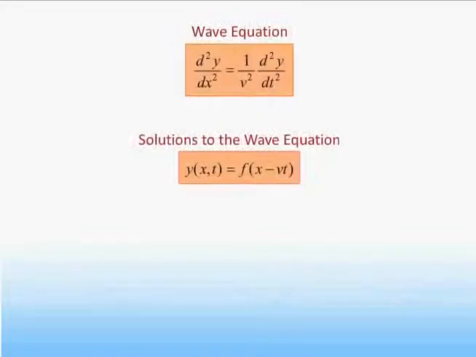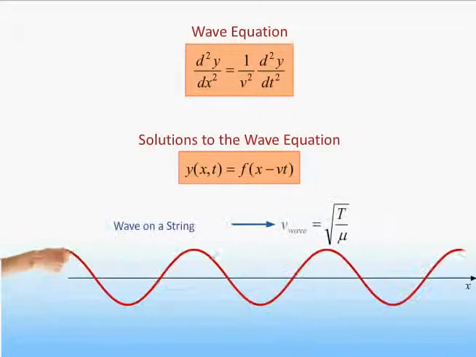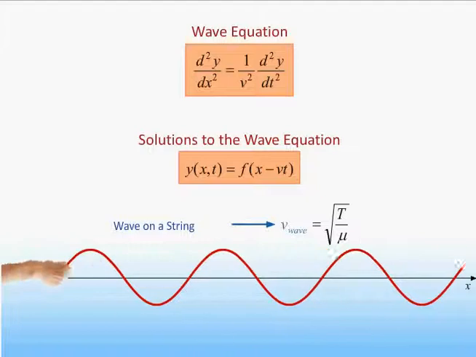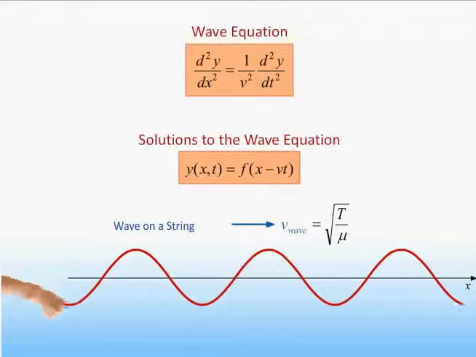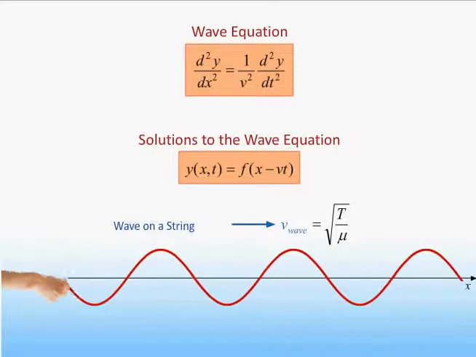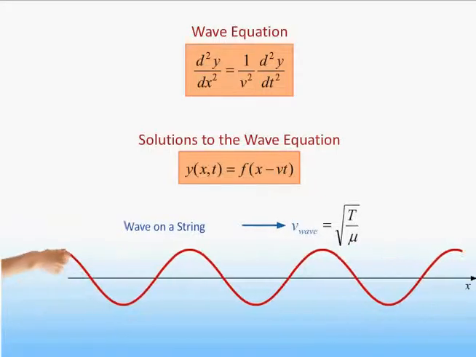On the last slide, we showed that any function whose argument is equal to x minus vt is a solution of the wave equation for a wave having speed v. Note that the speed v is defined in the wave equation. For a wave on a string, we used Newton's second law to obtain a wave equation described by a speed which is equal to the square root of the tension divided by the mass density of the string.